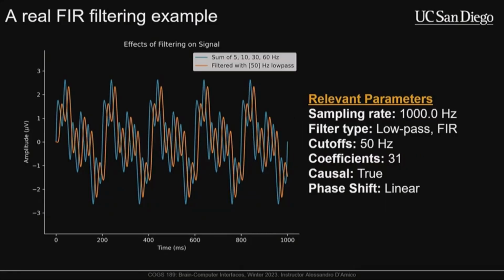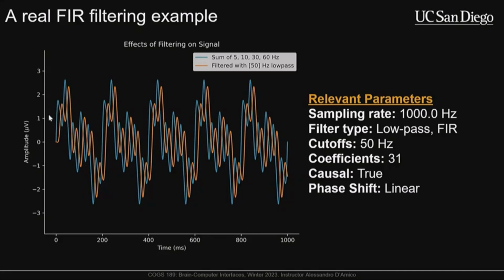So let's look at a real-world example now where I actually filter the data. In this case, I am creating an FIR filter with these relevant parameters. The sampling rate, which is the same as the data, is 1,000 hertz. The filter is a low-pass filter. The cutoff is 50 hertz because my goal is to get rid of my 60 hertz signal. I have 31 coefficients, which is the size of the filter. The filter is causal, which I'll talk about in a bit, and it has a linear phase shift, which is what I mentioned in terms of the signals being moved temporally.